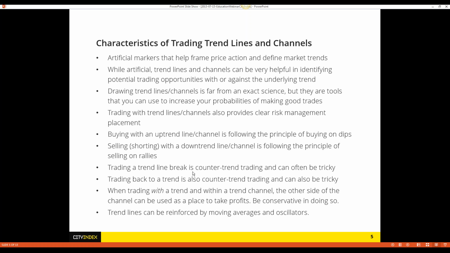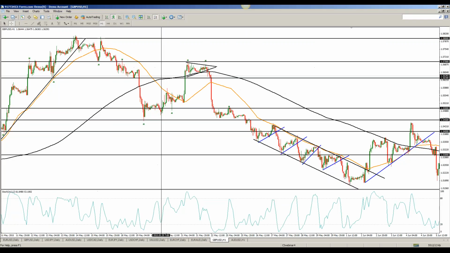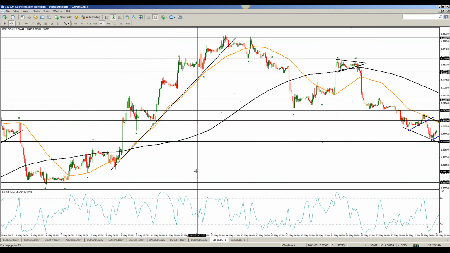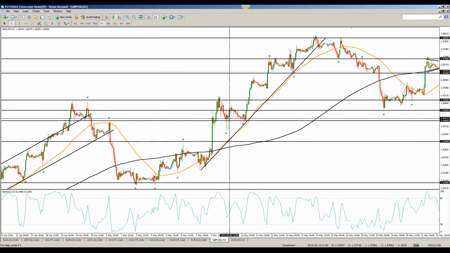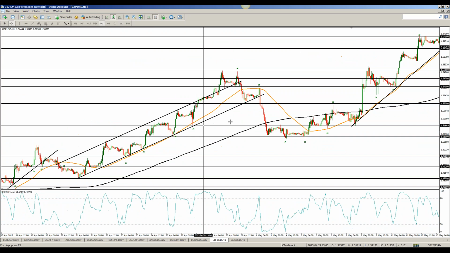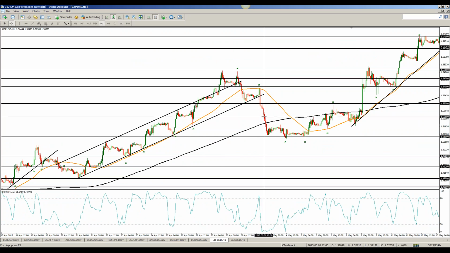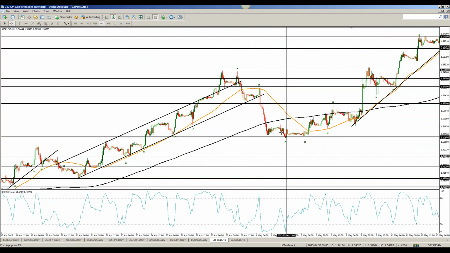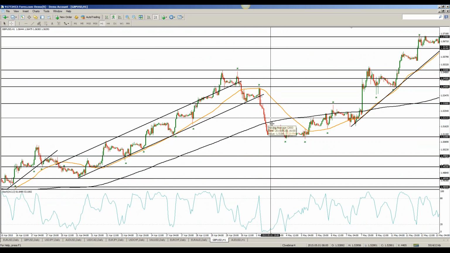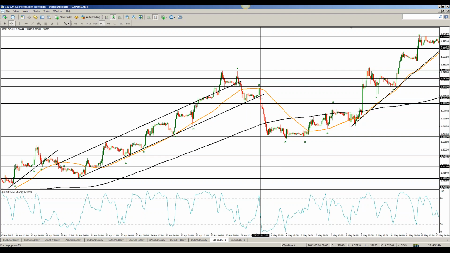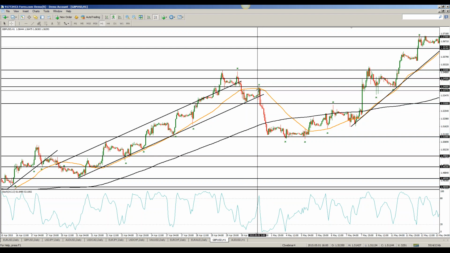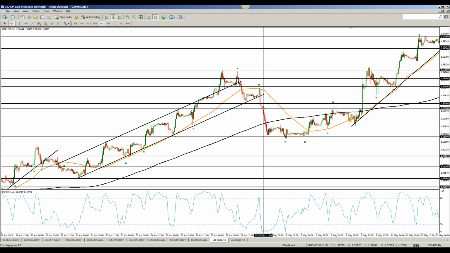Trading a trend line break is counter trend trading and can often be tricky. What do I mean by a trend line break? A trend line break is simply like this. We have a trend line here, and then we have a trend line break. And that's a counter trend trade, obviously, because it's the beginning of possibly a correction or pullback, or it's just a reversal or what have you. So you could play those as counter trend trades.